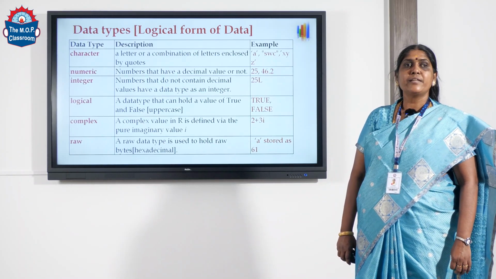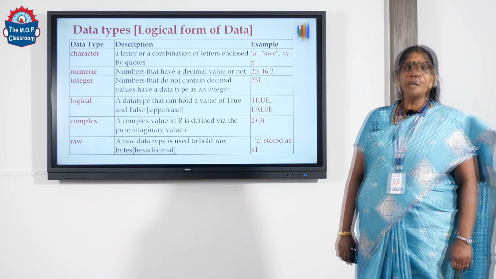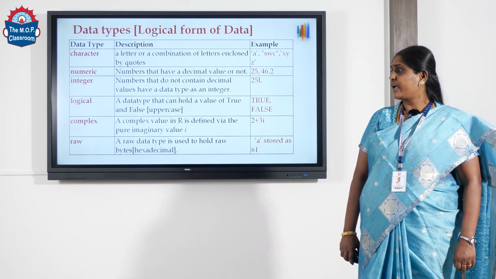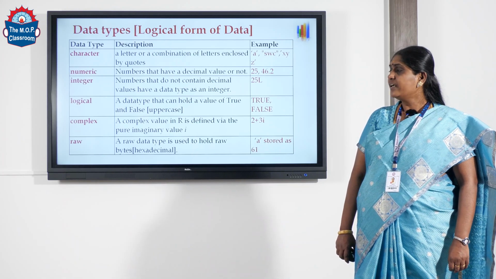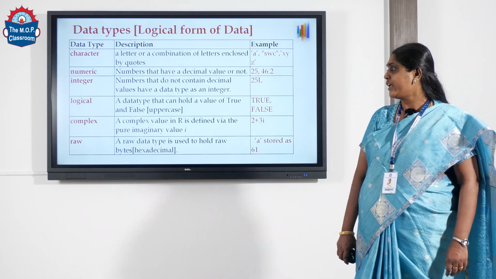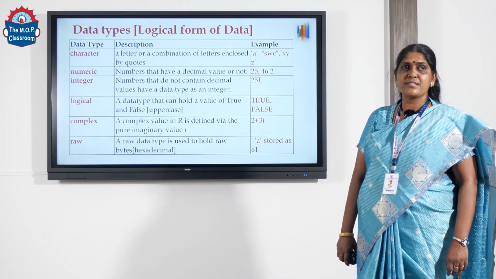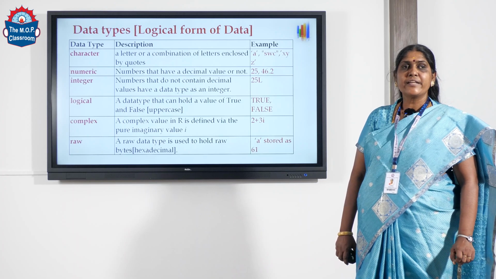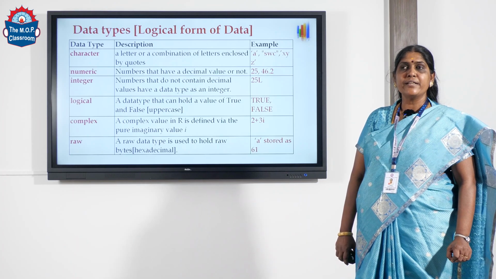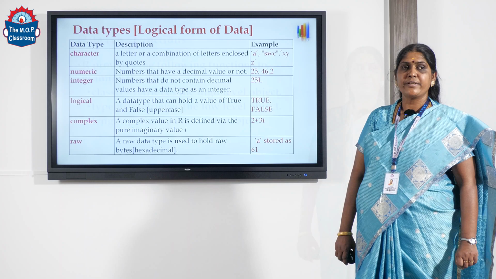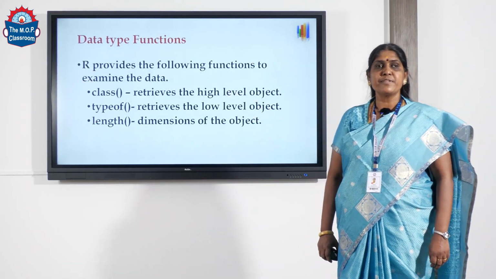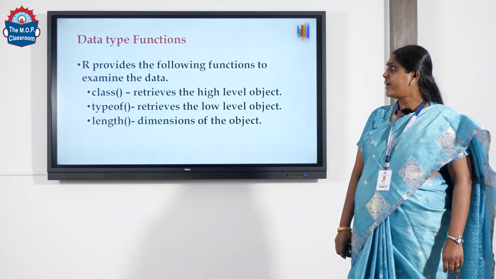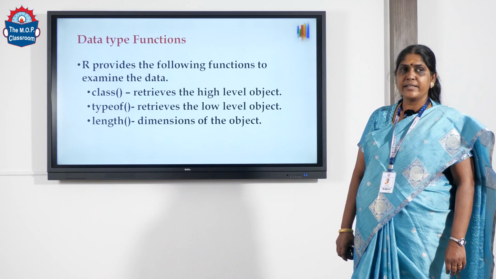The complex data type is used to handle complex numbers in R programming. Next we have the raw data type. A raw data type is used to hold the bytes, which means that the data is stored only in the hexadecimal format. The functions that can be used with R data types are class(), typeof() and length().